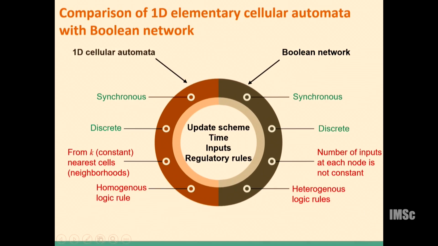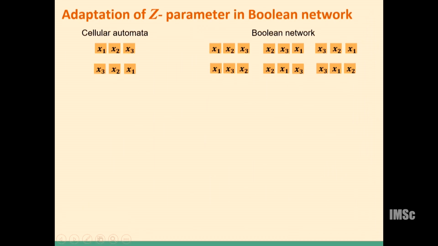But when we want to adapt something at the rule level, then we see that in CA, each cell takes input from its k nearest cells, and for all of the cells the number of inputs is constant. But in a Boolean network, the number of inputs is not constant. Also, in CA, at each cell the regulatory logic rule is homogeneous, but that is not true in a Boolean network. So how do we deal with this problem?